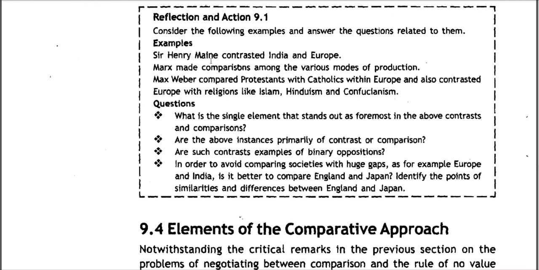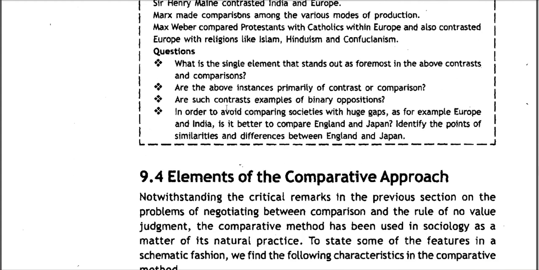For example, Sir Henry Maine contrasted India and Europe. Marx made comparison among the various modes of production. Max Weber compared Protestants with Catholics within Europe and also contrasted Europe with religions like Islam, Hinduism, and Confucianism. Questions. What is the single element that stands out as foremost in the above contrasts and comparisons? Are the above instances primarily of contrast or comparisons? Are such contrasts examples of binary oppositions?